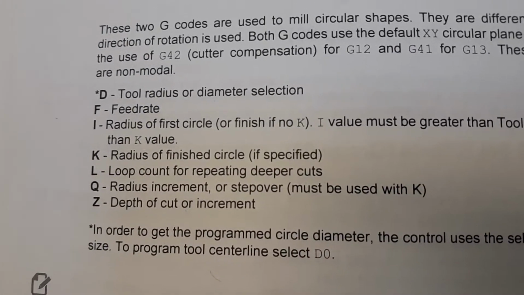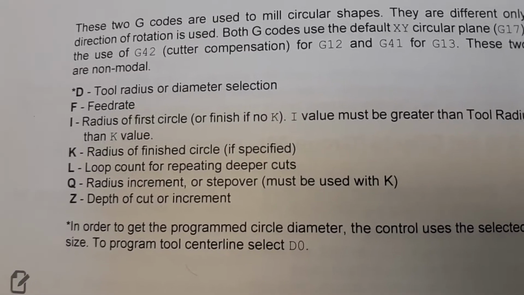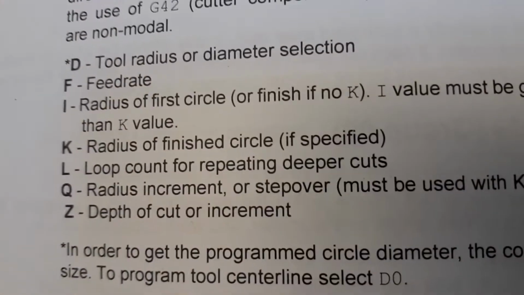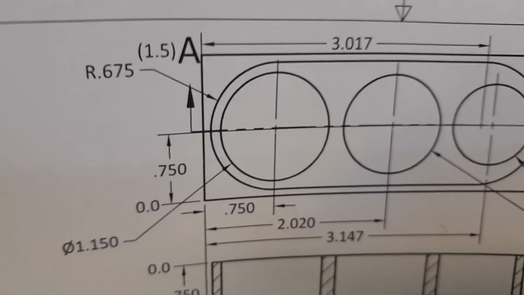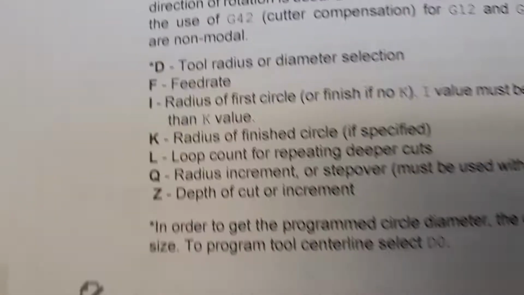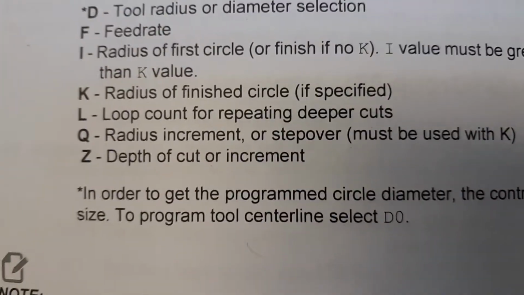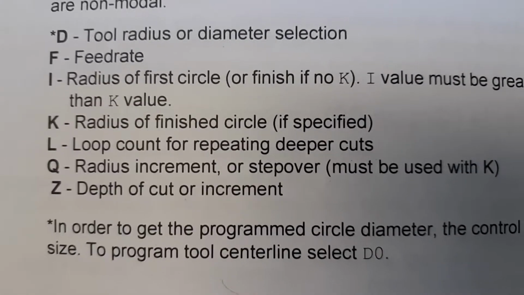The feed rate, and I, the radius of the first circle, we want to think of that as about 1/4 of the diameter of the finished circle. And then K is the parameter that is the radius of the finished circle. So in this case, our diameter is 1.150, so our K will be 0.575, and then we will use I 0.300.